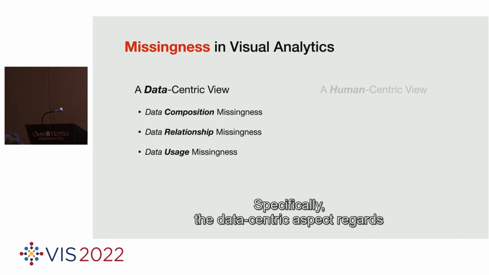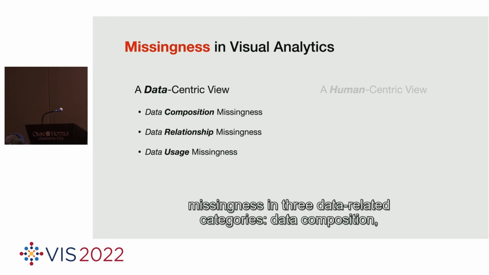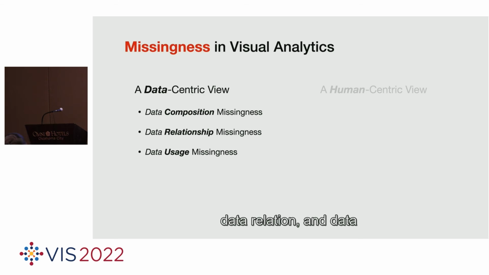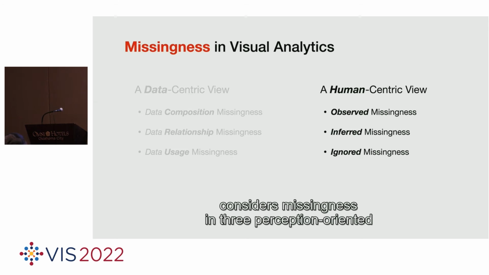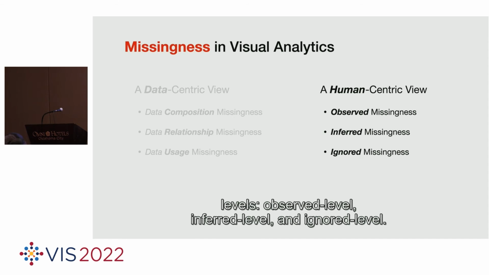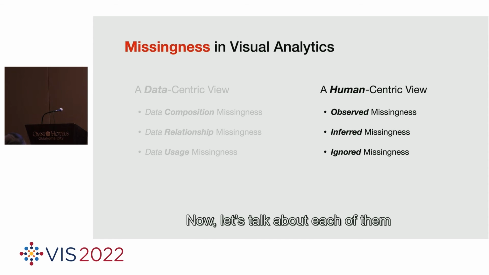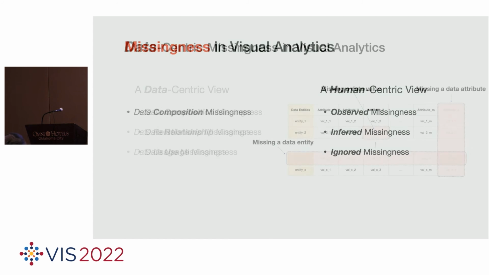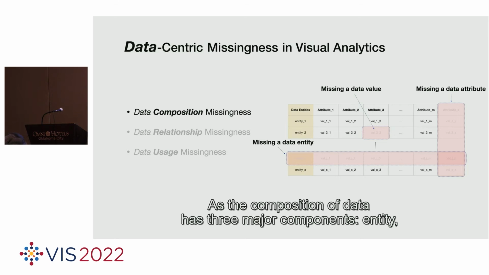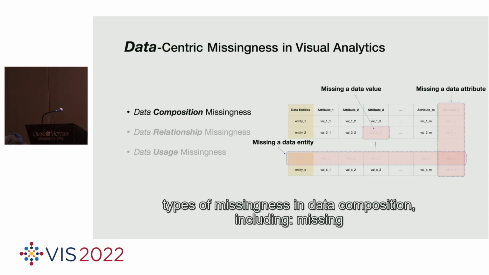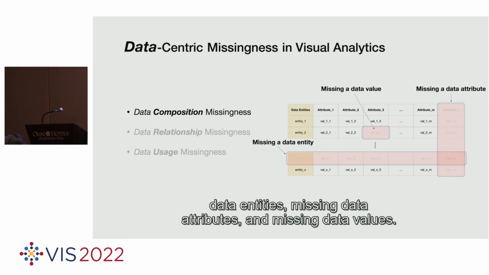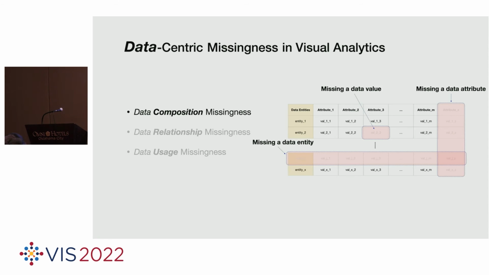Specifically, the data-centric aspect regards missingness in three data-related categories: data composition, data relation, and data usage. Meanwhile, the human-centric aspect considers missingness in three perception-oriented levels: observed level, inferred level, and ignored level. Now let's talk about each of them in detail. The composition of data has three major components: entity, attributes, and value. There are three possible types of missingness in data composition, including missing data entities, missing data attributes, and missing data values. Here is an example of such missingness in a data table.